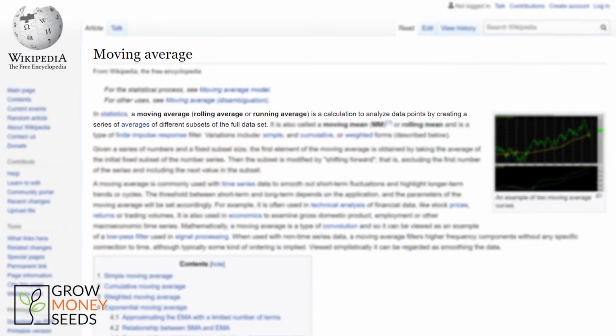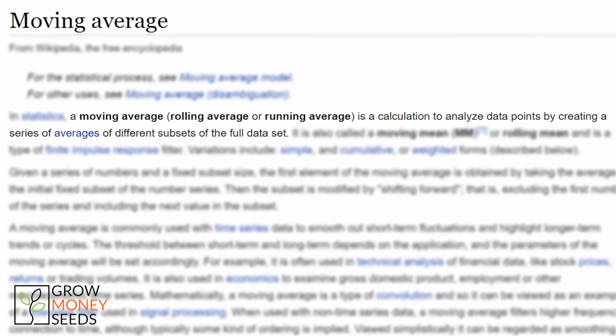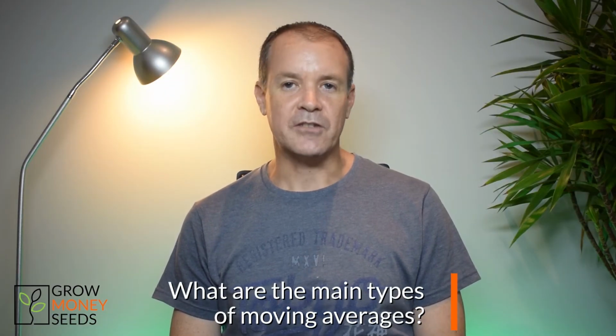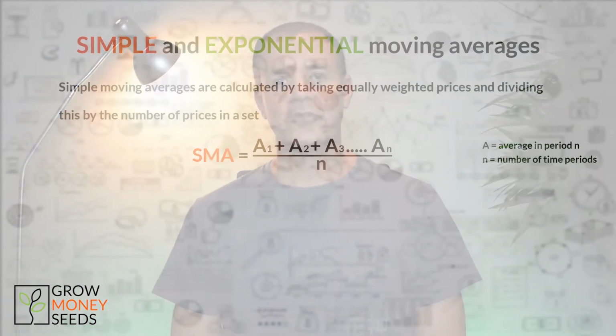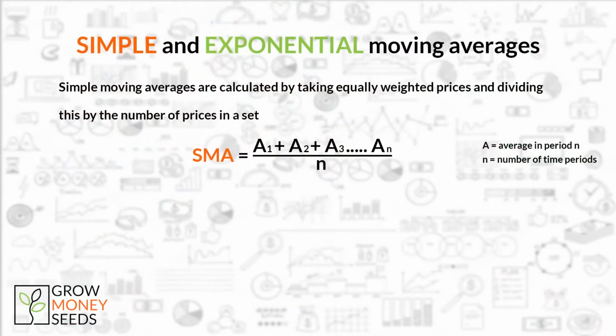Before we start, let's look at the definition of a moving average. In statistics, a moving average is a calculation to analyze data points by creating a series of averages of different subsets of the full data set. What are the main types of moving averages? There are two main types of moving averages: a simple moving average and an exponential moving average.